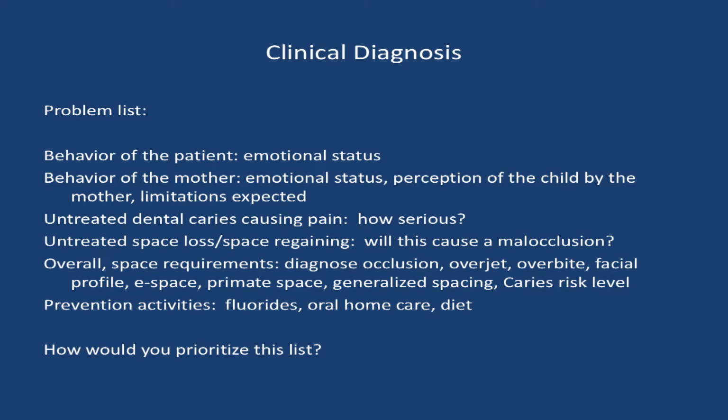Overall space requirements, diagnosed occlusion, overjet, overbite, facial profile, E-space, primate space, generalized spacing, and caries risk level all provide opportunities for assembling a preventive activity such as fluorides, oral home care, and diet. How would you prioritize this list?